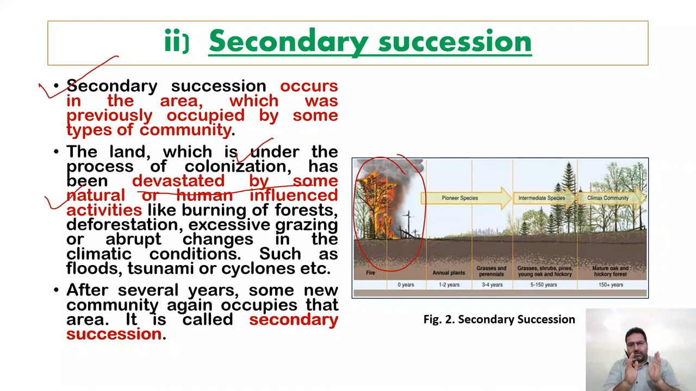So the area once had certain communities or organisms but was devastated, and then after several years, the community again began to occupy this land. There is again growth. This kind of succession is called secondary succession.